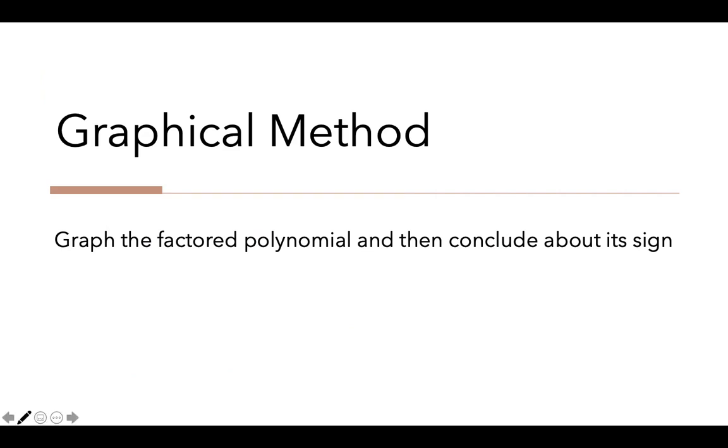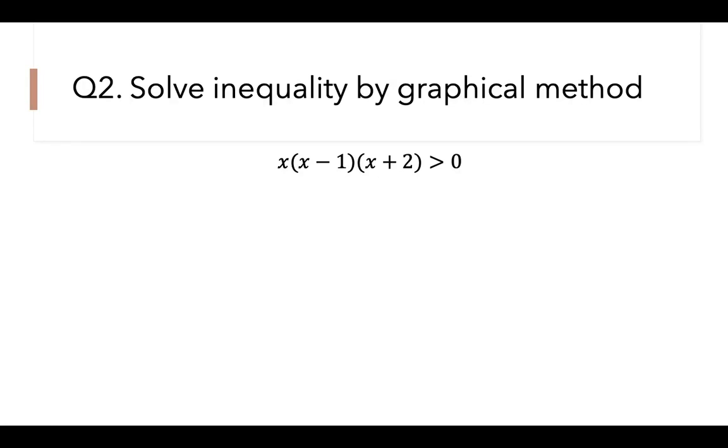Now, there's another way to represent solving an inequality. It's very similar to using a sign chart. So let's see. Graph the factored polynomial and then conclude about its sign. So we have x times (x minus 2) times (x plus 3). The degree of this polynomial expression is going to be 3. The leading coefficient is going to be positive. So we know that the end behavior is going to be this way.